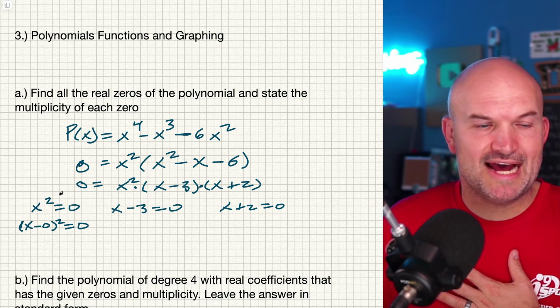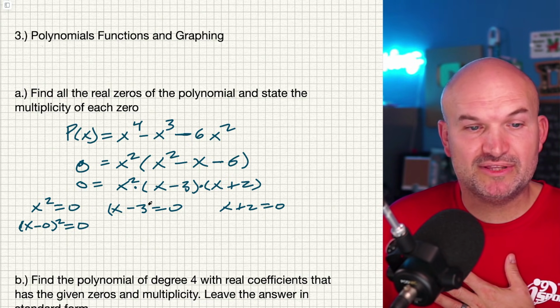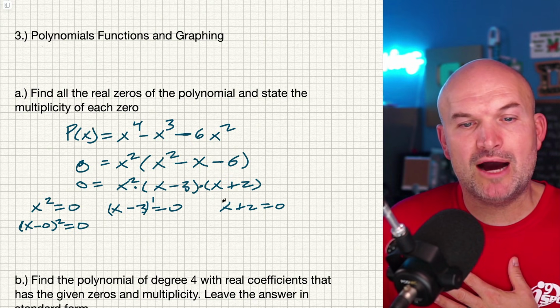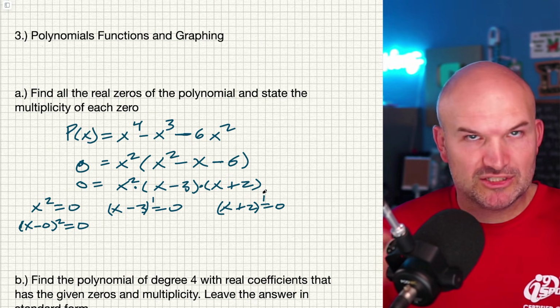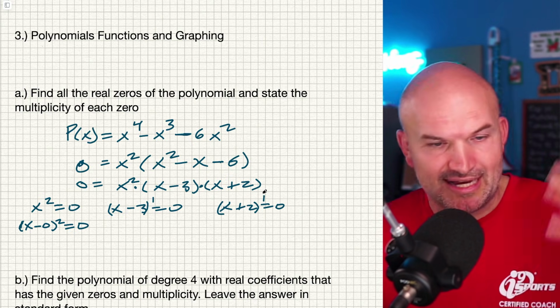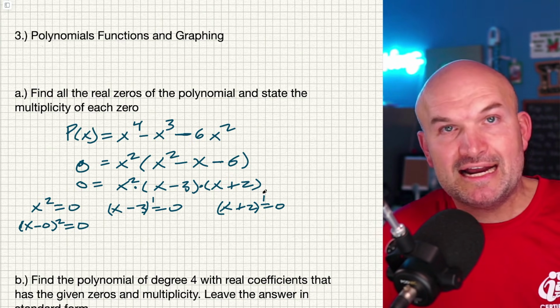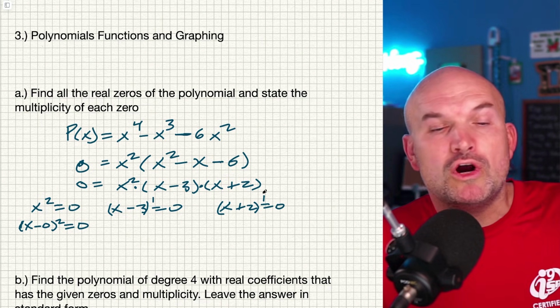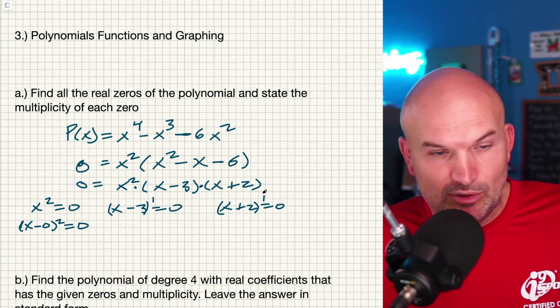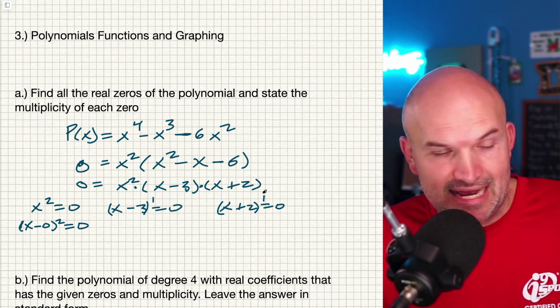Because when we're looking at the multiplicity, what we're doing is looking at the power of the factors. Multiplicity is very helpful, especially when graphing. That explains this bouncing effect or crossing effect. If you have an odd multiplicity, that means the graph is going to cross at that zero. If you have an even multiplicity, that means the graph is going to bounce at that zero.